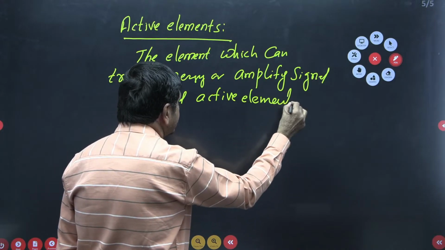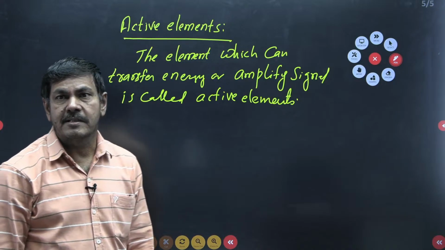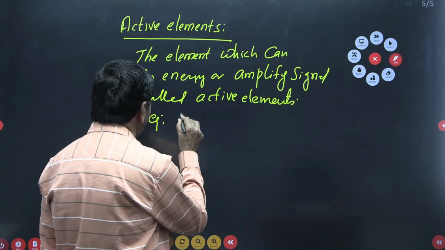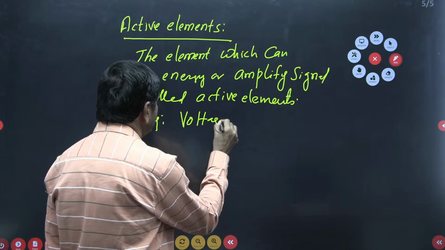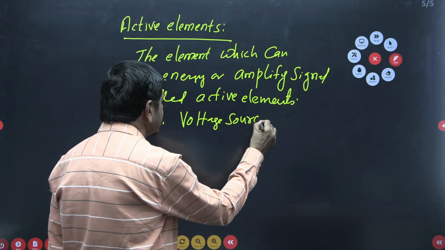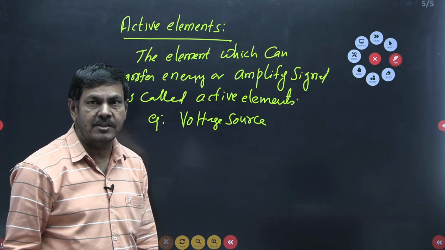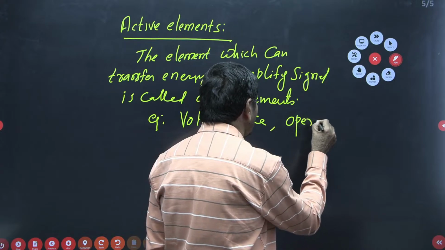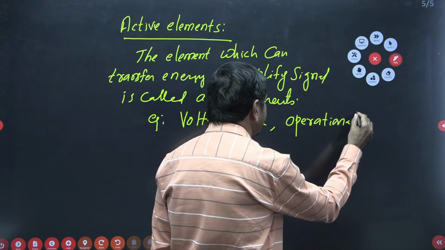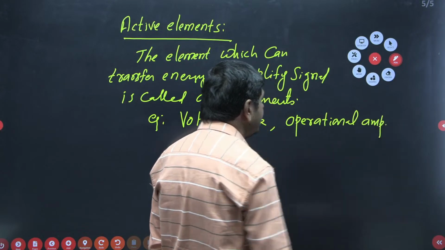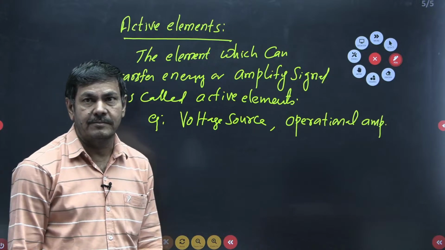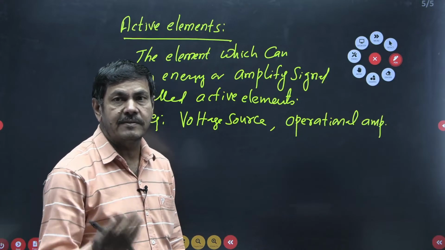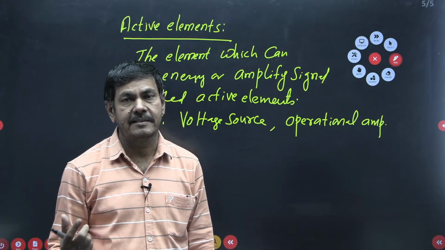What are the examples of active elements? Examples I can note down here: voltage source or current source, any source. And the operational amplifier or transistor, all these come under active elements only. I said which transfers the energy. If you connect any voltage source, it is going to transfer some energy. That's why it is an active element.